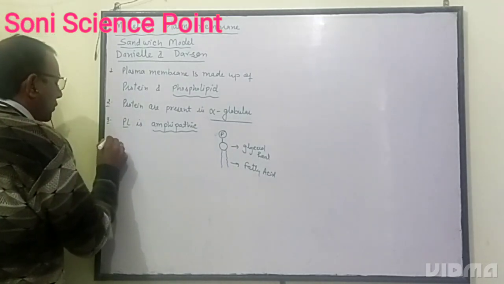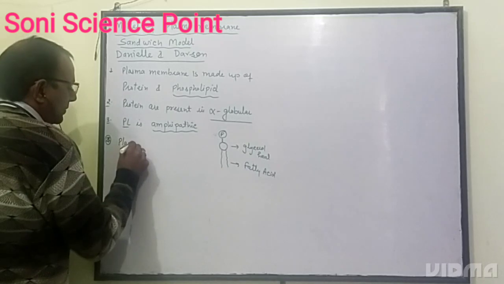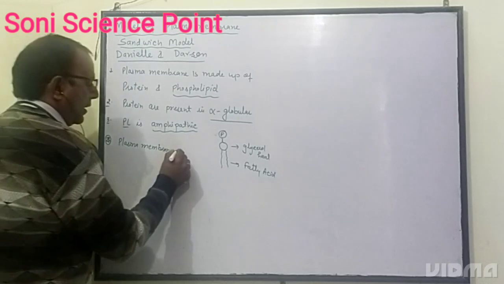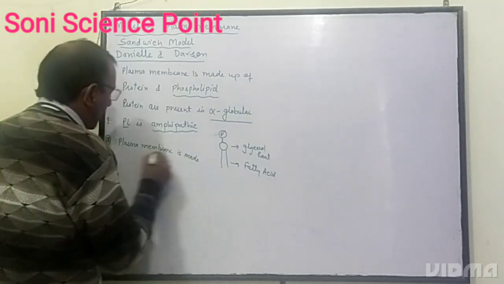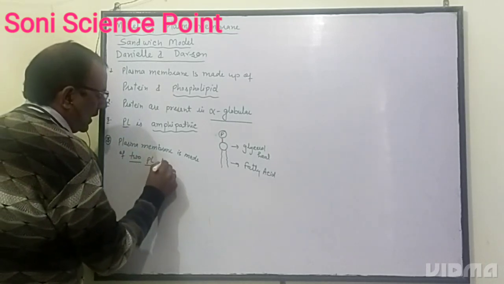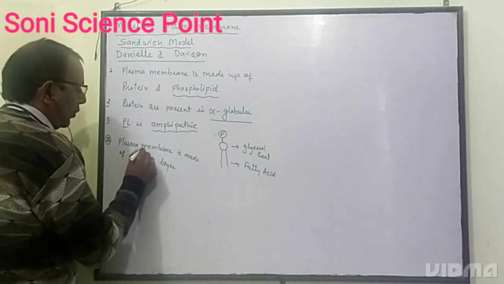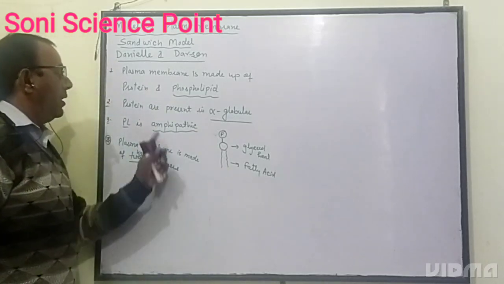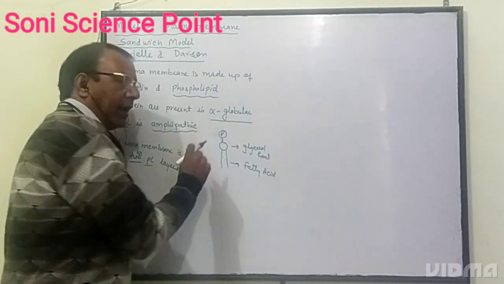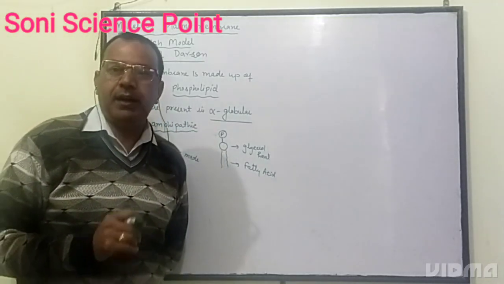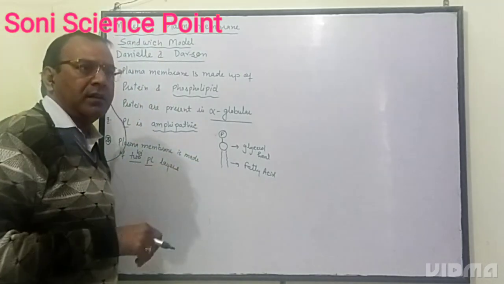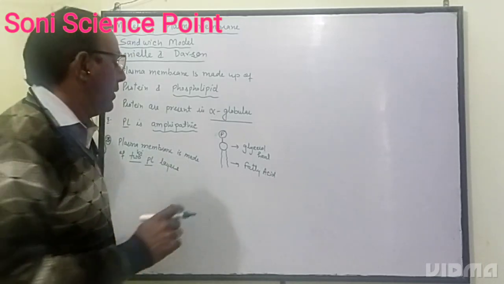Third one is plasma membrane. Plasma membrane is made of two phospholipid layers, or we can say bi-phospholipid layers. Amphipathic means one end doesn't react with water and another one reacts with water. It means one end dissolves in water and the other one does not.